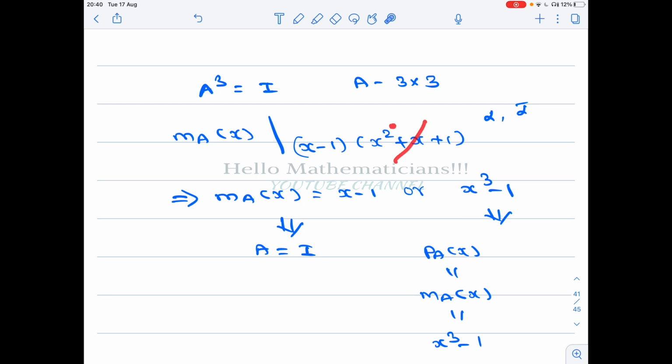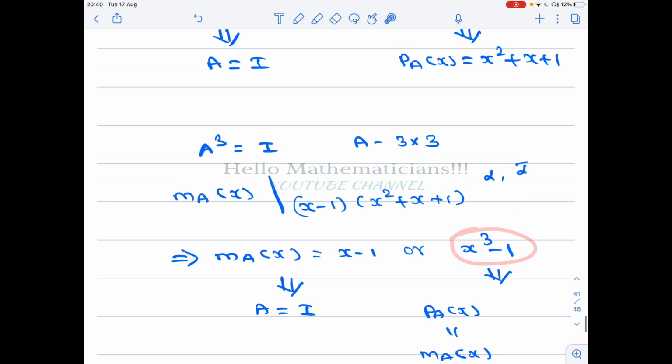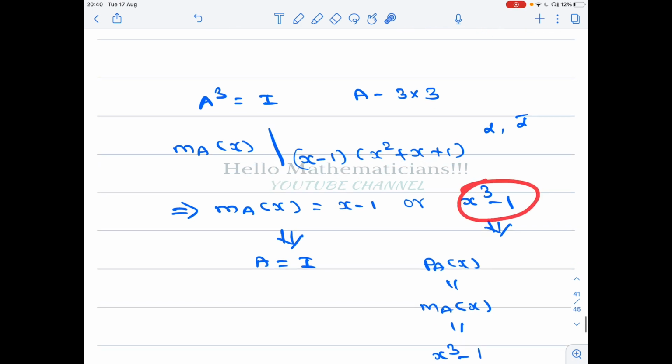Therefore, this cannot be the minimal polynomial if it is a 3 by 3 matrix. So we conclude that this is not a possible minimal polynomial. Therefore, the minimal polynomial divides x cube minus 1. So that should be the minimal polynomial.